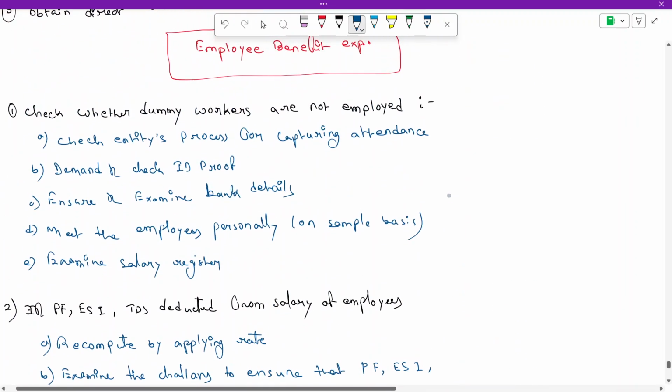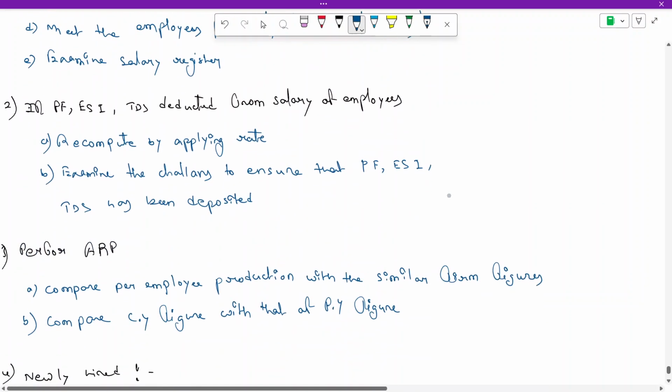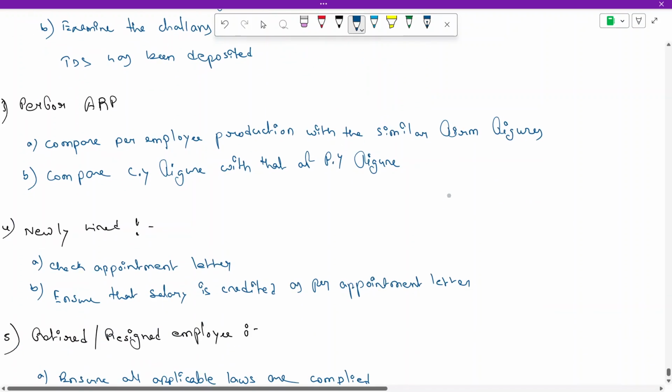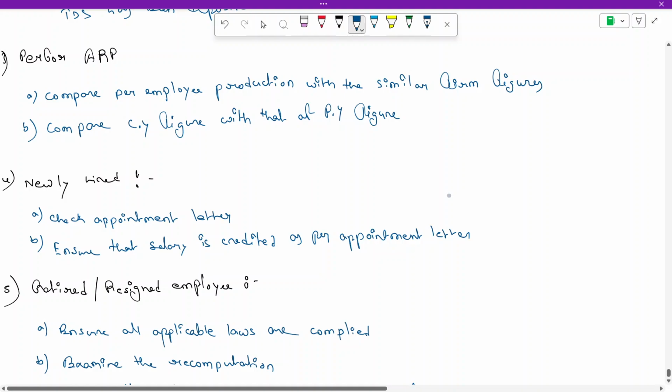For checking whether the dummy workers are not employed, check the entity's process for capturing attendance, demand and check ID proof, and examine bank details. Meet the employees personally, and examine salary register for PF, ESI deducted, then recompute by applying rate and examine the challan to ensure that PF, ESI, TDS has been deposited. Perform analytical review procedures, compare per employee figures with similar firm figures, and compare current year figure with that of previous year figures.